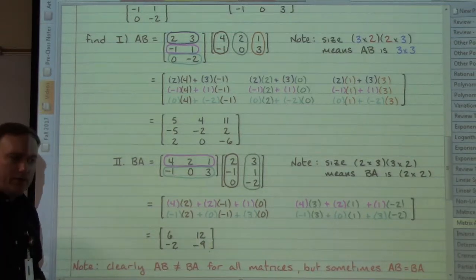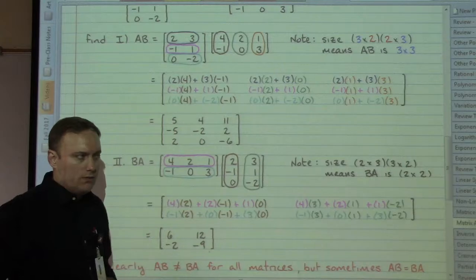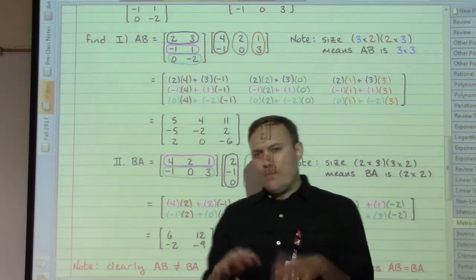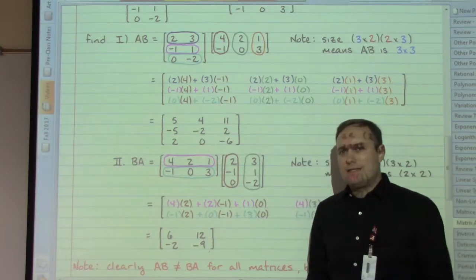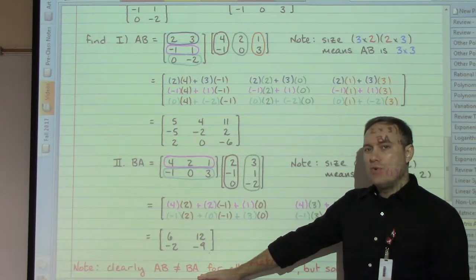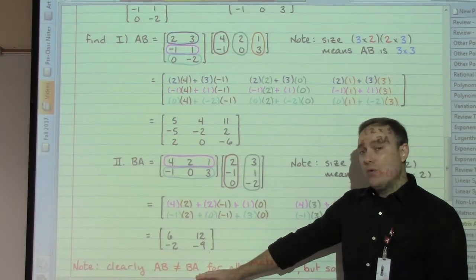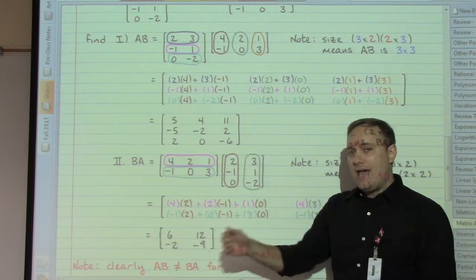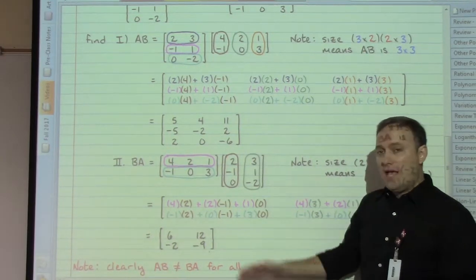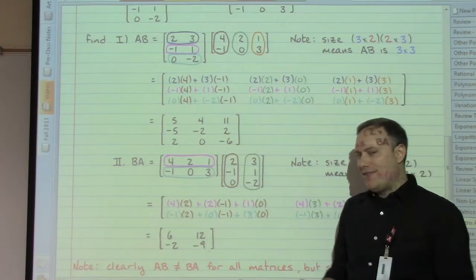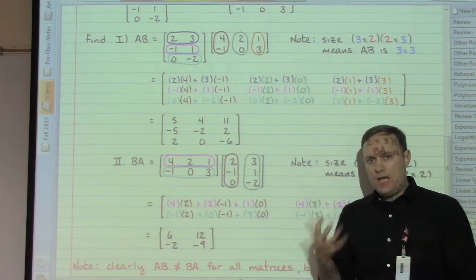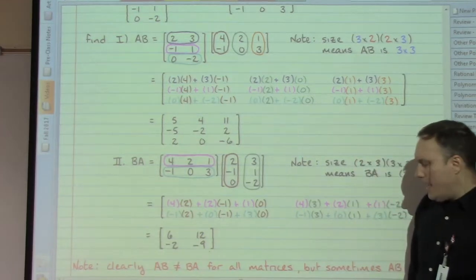So unlike other multiplying that we've seen before, for instance, 3 times 4 is the same as 4 times 3, where the order didn't matter, we still got the same answer. Now, that is very much not true anymore. It may work out sometimes that A times B is equal to B times A, but it doesn't happen all the time.